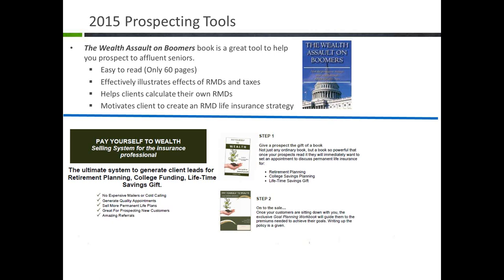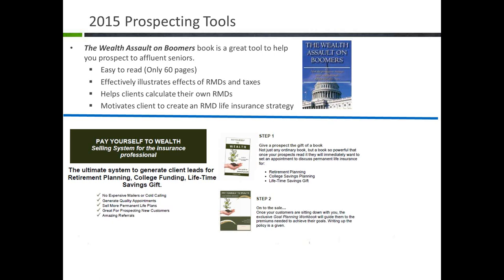So the top book here, of course, is called The Wealth Assault on Boomers. This really focuses on the effects of RMDs, how it's going to affect your clients, how it's going to reduce their estate value. The great thing about this book is it's only 60 pages. It takes about 30 minutes to read. The idea is giving that to someone who's a qualified prospect, especially affluent seniors. By the time they're done reading it, they're really going to understand RMDs. They're going to understand how it affects them, and they're going to contact you to set up an effective life insurance strategy to help combat all those RMDs they're going to have to take down the road.